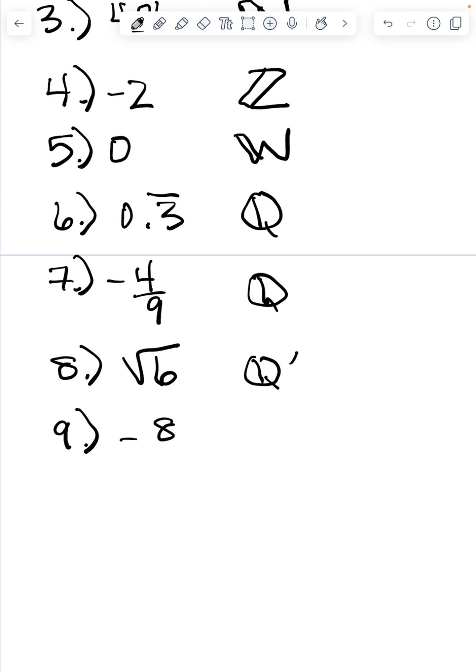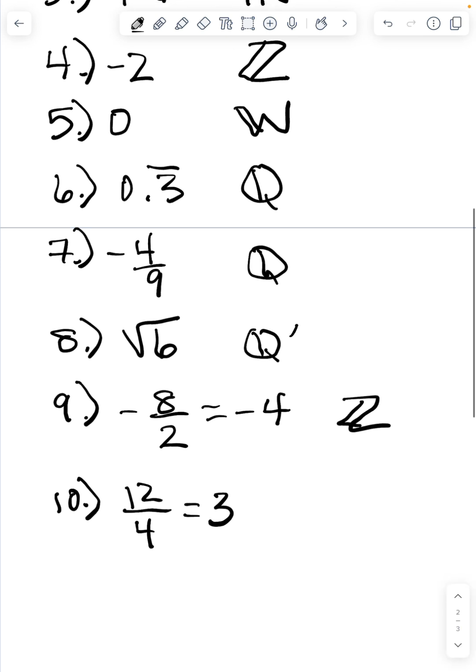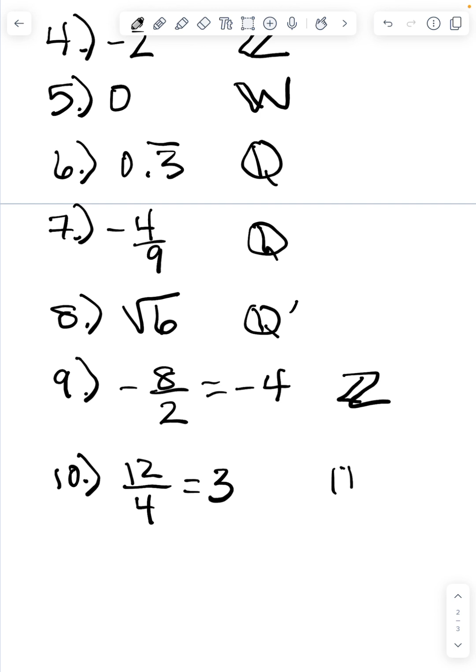Number 9, -8/2. This one, again, don't let it trip you up. This is actually the number -4, which means this is an integer. Number 10, 12/4. Again, don't let this trip you up. This is actually 3. That means this is a natural number.